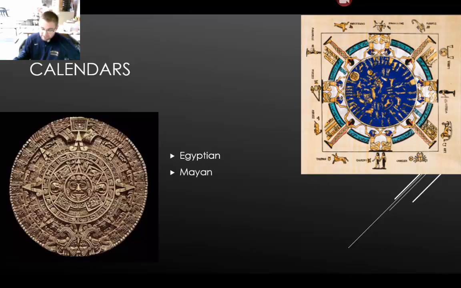The Mayan calendar. Many of us are familiar with the myths associated with the Mayan calendar. The Roman calendar.